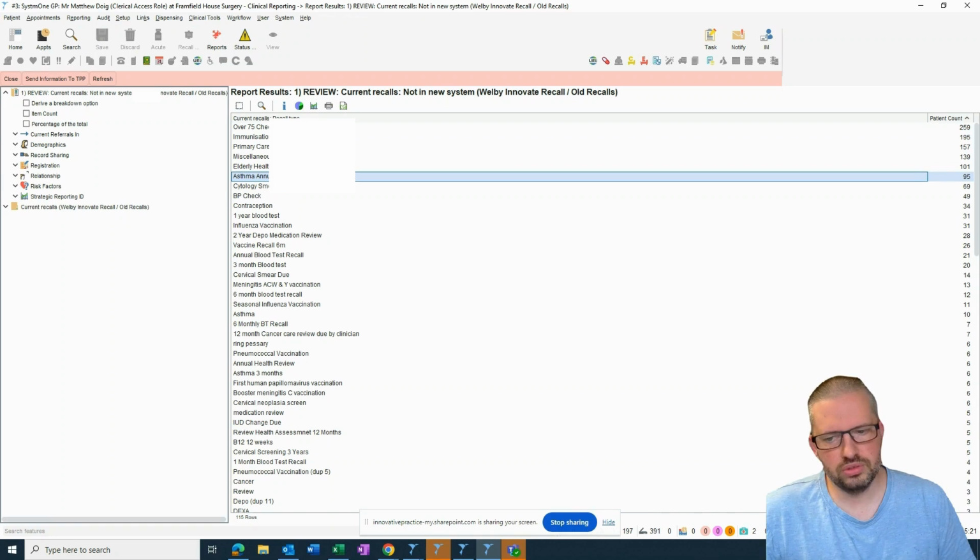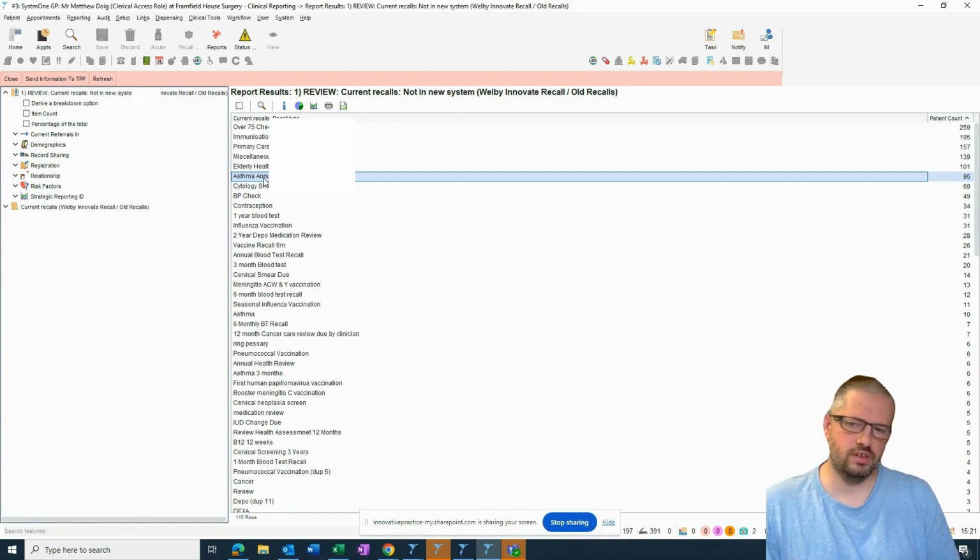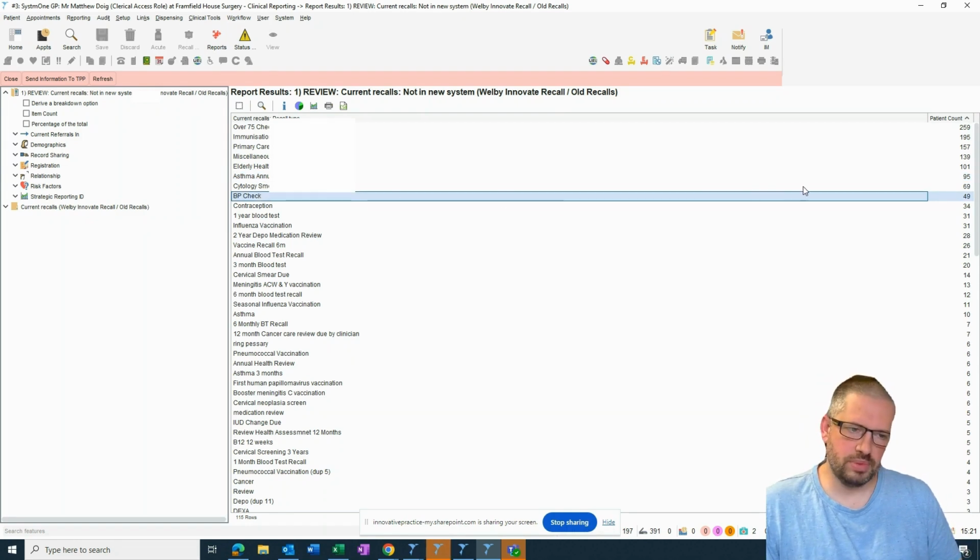Asthma annual recall. That will almost certainly be patients who have got an asthma recall set up, but haven't had any inhalers in the last 12 months. So according to QOF rules and what our system follows, they don't need an annual review. BP check, that's a bit more interesting. So it might be that those have been set up for either a one-off or regular blood pressure check. And if they're not covered in our system, they're not currently going to be brought in. So you might want to look at those and think about transferring those over.